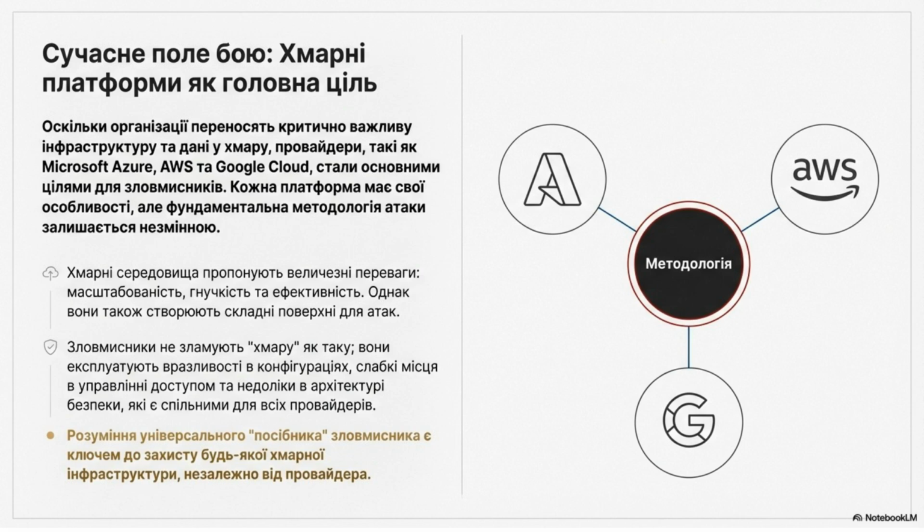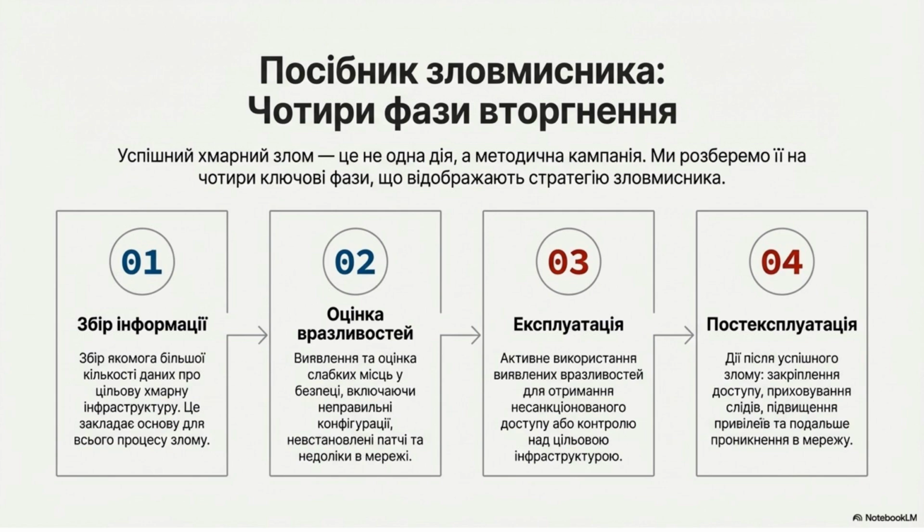Attackers don't exploit the cloud itself, but rather configuration weaknesses, weak access control, and security architecture flaws. A successful cloud breach is a methodical campaign broken down into 4 key phases. These are information gathering, vulnerability assessment, exploitation, and post-exploitation.